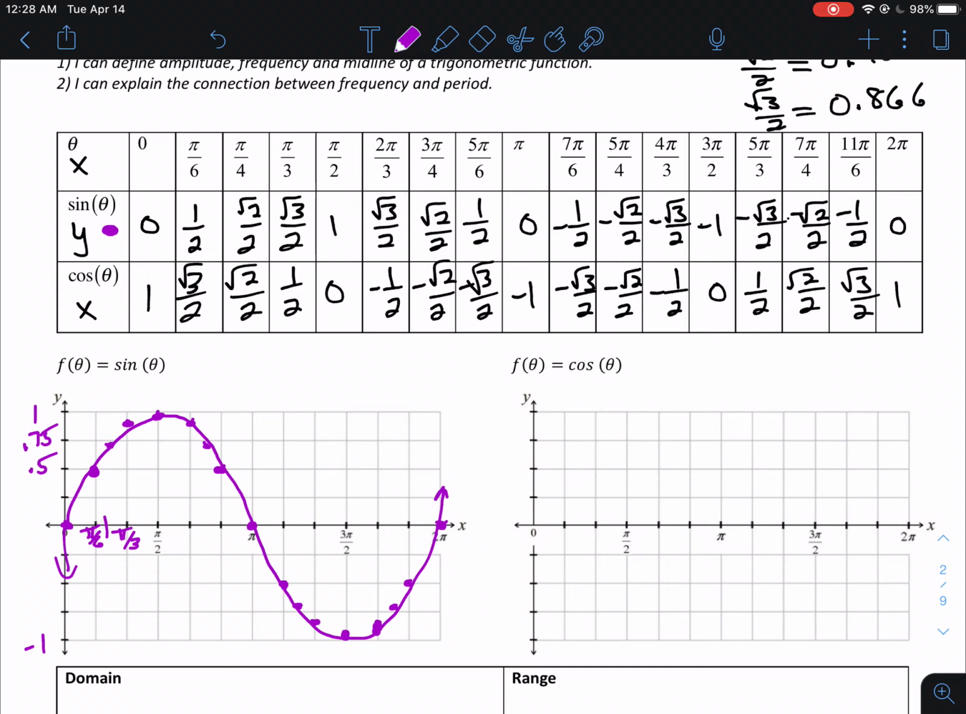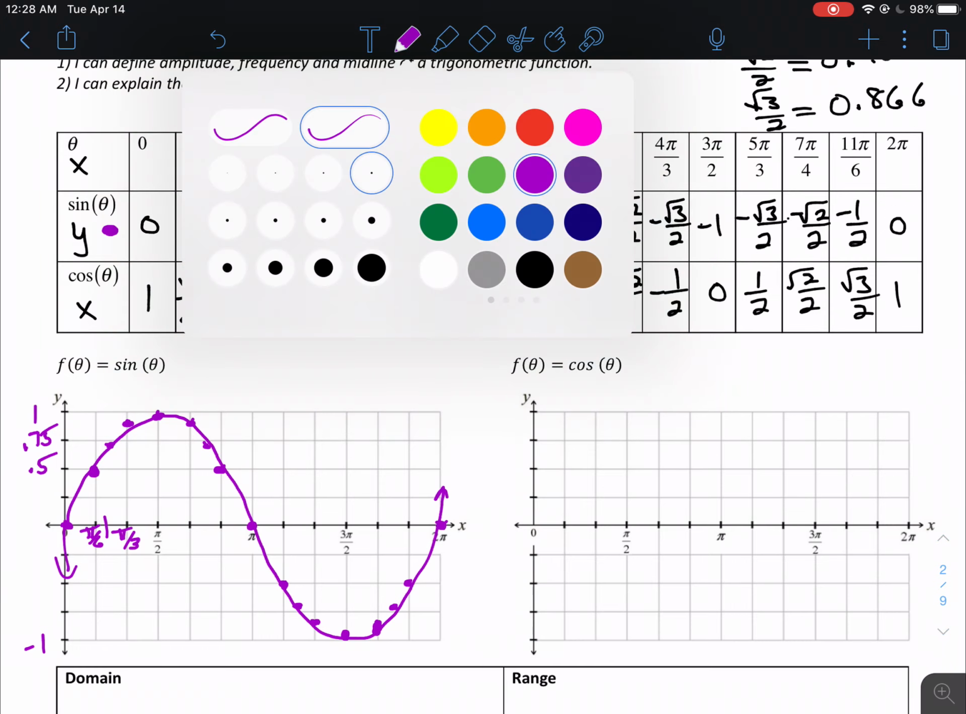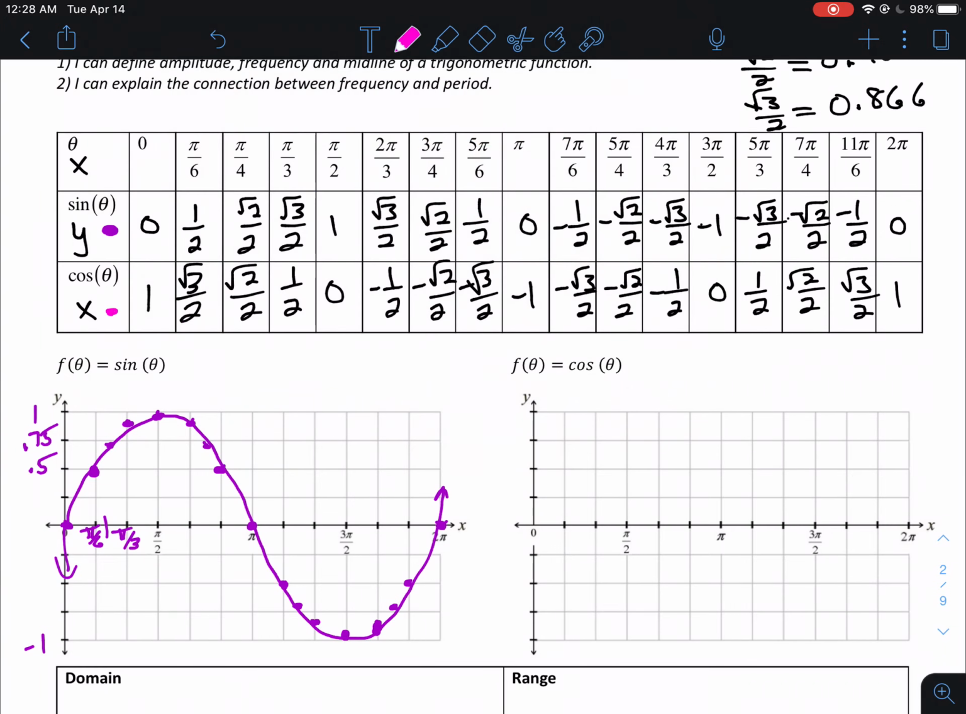Okay, let's do the same thing for cosine. So for cosine, I'll just use a different color. I'll use pink instead. So with cosine, we're going to actually start at 0, 1. I'm going to use the same labels here. So we're going to go up to 1, down to negative 1. And then from there, we're going to be at square root of 3 over 2 next. And then square root of 2 over 2. And then at positive 1/2.